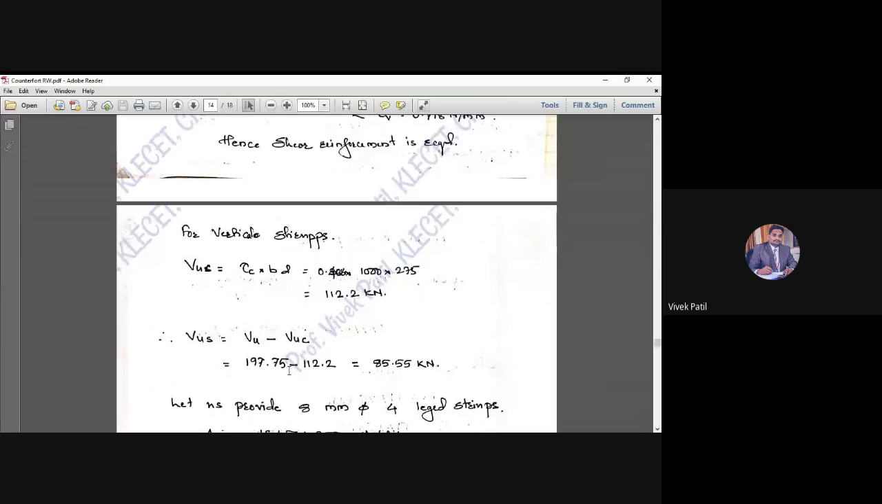For shear reinforcement, we are going to provide 8 mm diameter four-legged stirrups. For that, in IS 456, page number 73, clause number 40.4.a, the formula for vertical stirrups has been given. Just check out that formula on page 73. For Vus, the formula has been given.